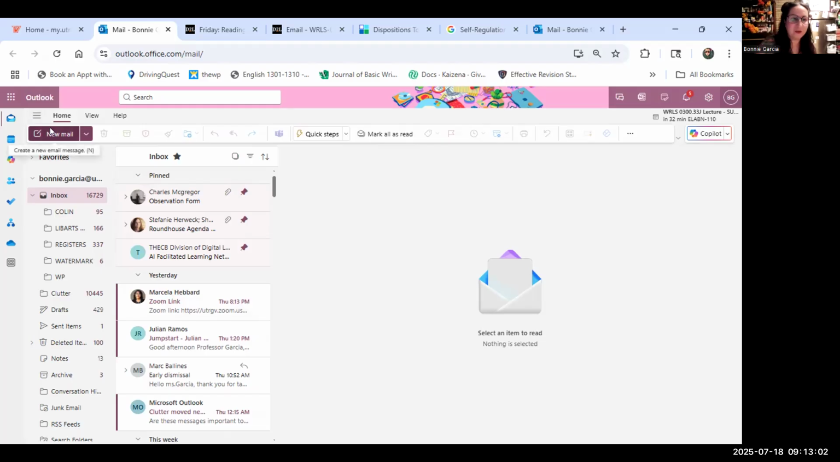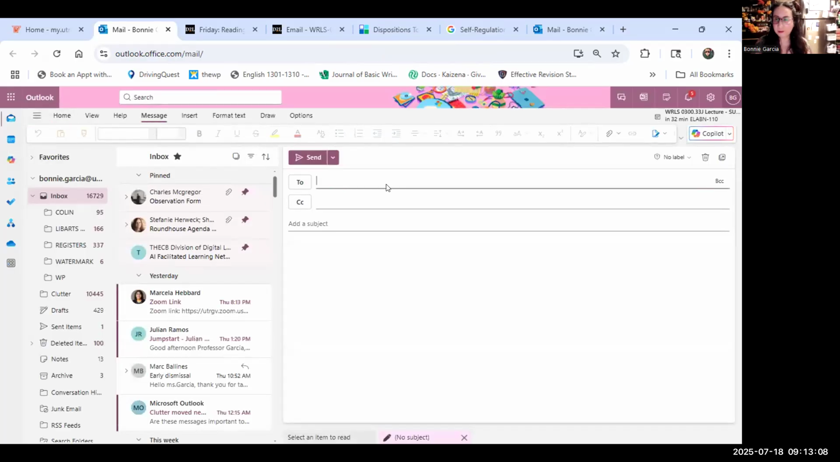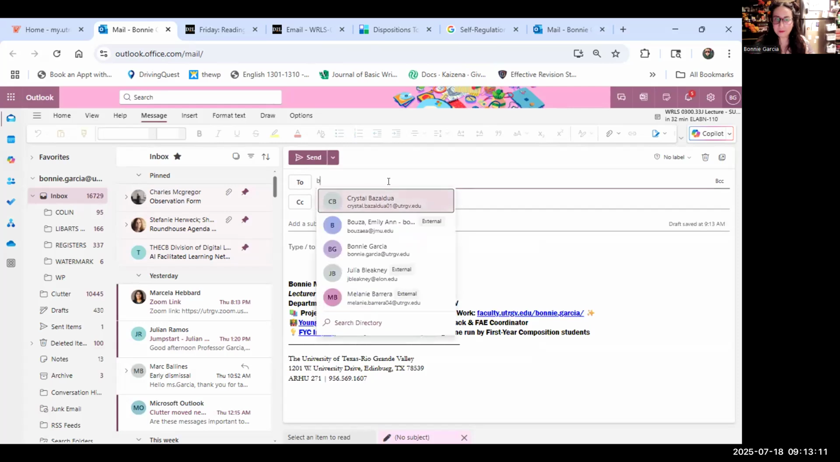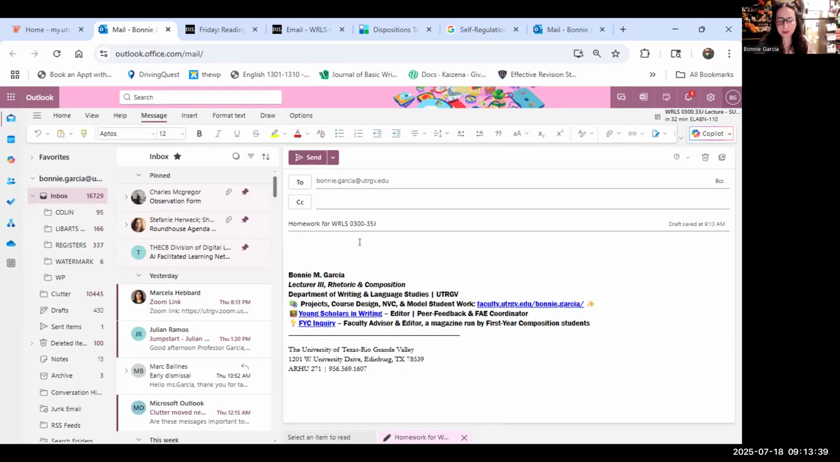What you're going to do now is create a message to send me directly. So you're going to come up here to where it says new mail. It's on the top left. You're going to click on where it says new mail. In the to, you're going to write my email, bonnie.garcia@utrgv.edu. You're going to title the subject homework for WRLS 0300, and then you'll put 33J or 35J, depends on which class you're in. Here, you're just going to say, here is my homework for reading reflection 1.